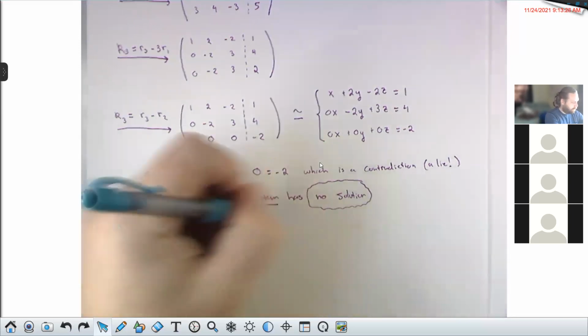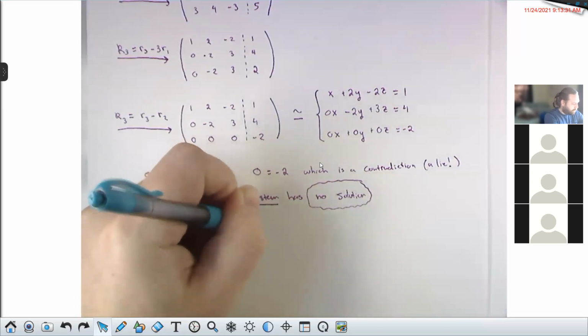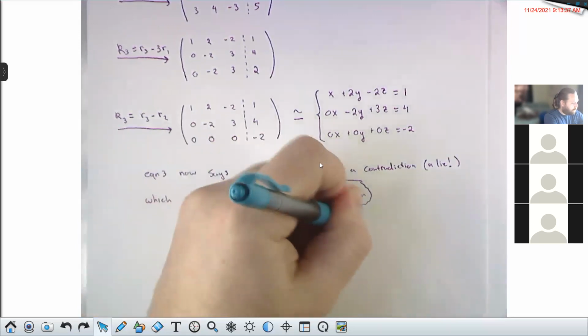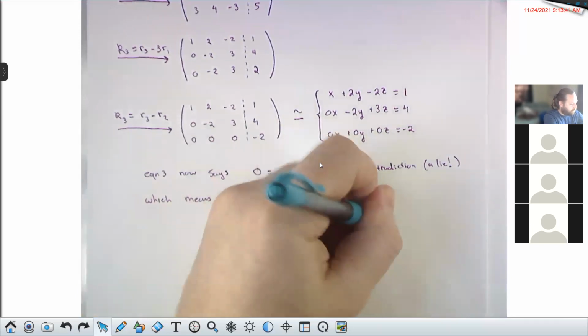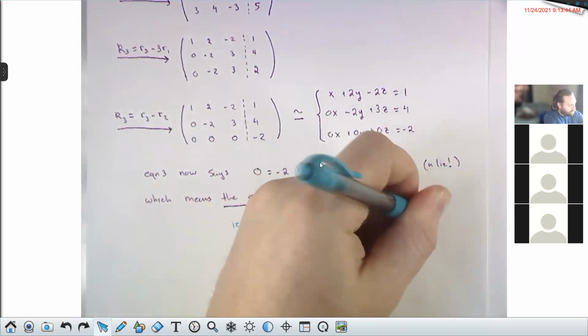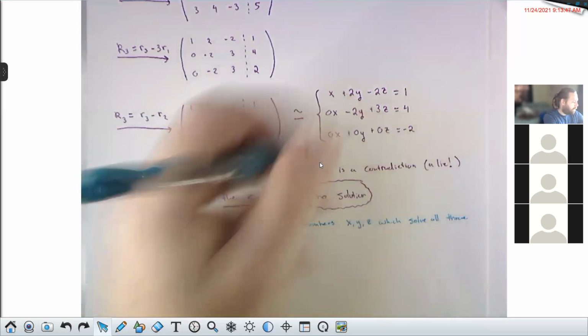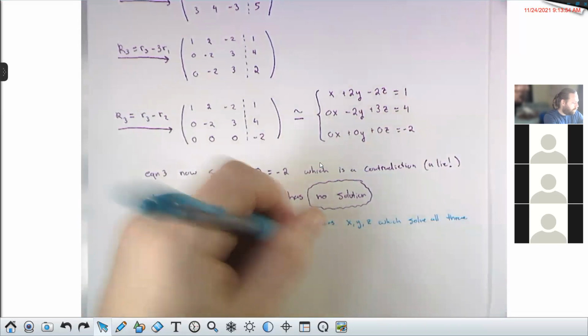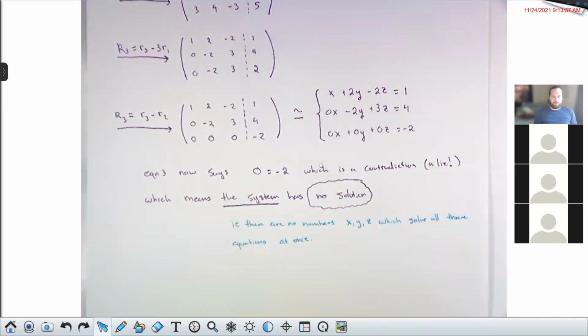so what this means is, i.e., there are no numbers x, y, z which solve all three equations at once. So remember what a solution to a system of equations is. It's a value for each of the variables that satisfies all equations simultaneously. Each one of those original equations has infinitely many solutions, and those are the points that live on the plane. But what this means is that there's no single point that lives on all three planes.